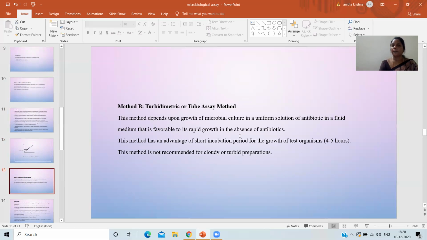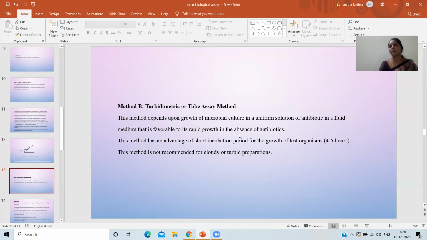Then the next one is the turbidometric method, or tube assay method. Generally this method depends on the growth of a microbial culture in a uniform solution of antibiotic in a fluid medium that is favorable for its rapid growth in the absence of antibiotic. So you take a medium that can support the growth of the organism if the antibiotic is not there, and you perform the assay. This method has the advantage of a shorter incubation time compared to the cup plate method, where you have to incubate for 24 hours, whereas in the turbidometric method you can incubate for only 4 to 5 hours.